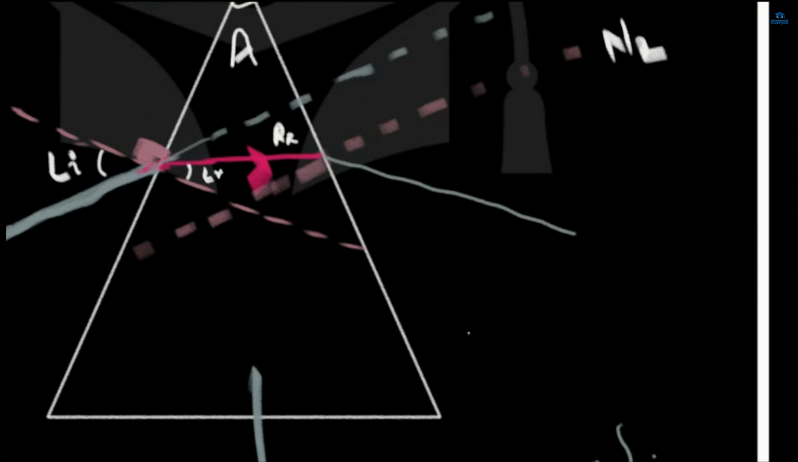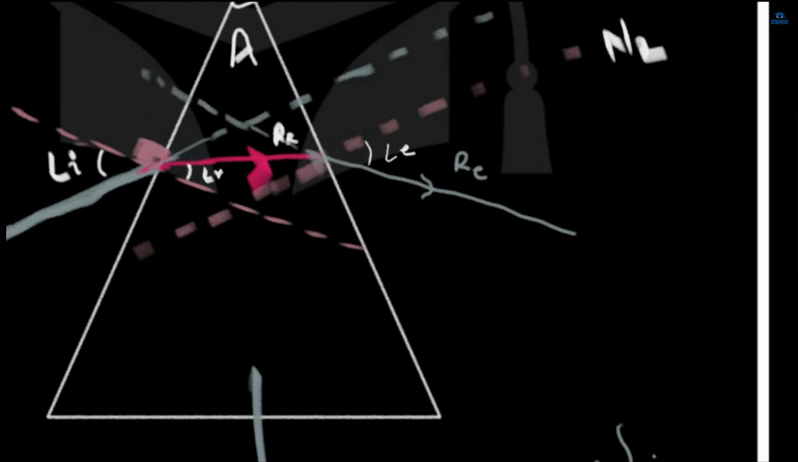This is our normal. It will not go like this. It will go away from the normal. Okay, so it will bend like this. So we have to make this arrow and name this ray as the emergent ray. Okay, emergent ray. Now the angle between this emergent ray and the normal, what is it? This is the angle of emergence. Okay. Now we'll just extend this line. We'll extend this emergent ray.